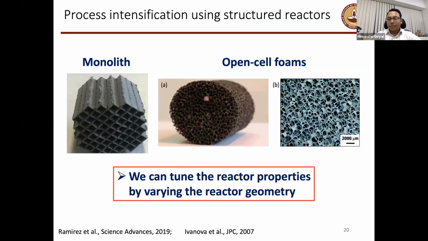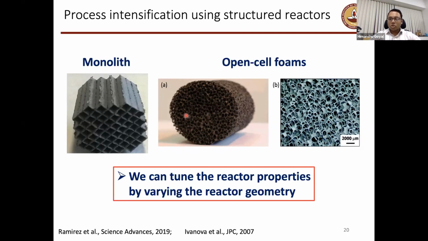So for a given material and application, we are developing design tools that can provide us the optimal geometry of these reactors. Then, using machine learning and 3D printers, we can actually create these reactors in the lab very easily based on the design we create, and then test them in the lab.